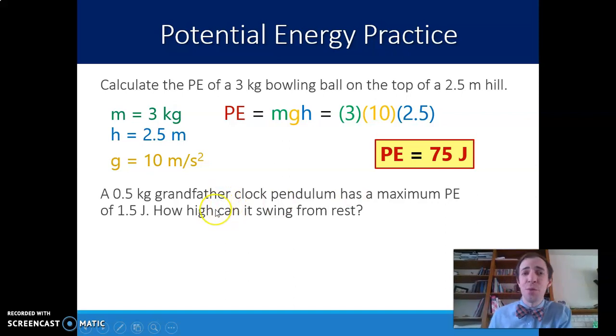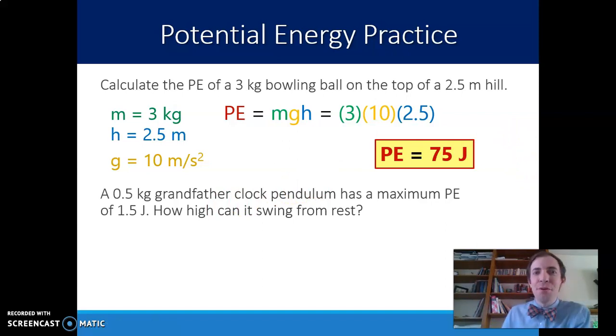I would like you to try this next one on your own. Just like we did before, I would like you to use the same relationship to calculate for one of these other variables. In particular, I would like you to tell me how high this grandfather clock pendulum can swing from rest. So if you need to, you can pause the video, or Edpuzzle will pause for you.